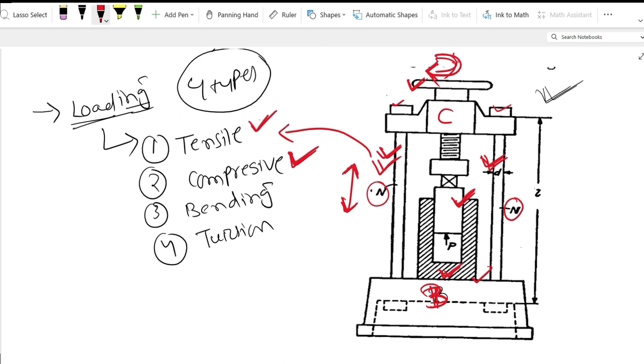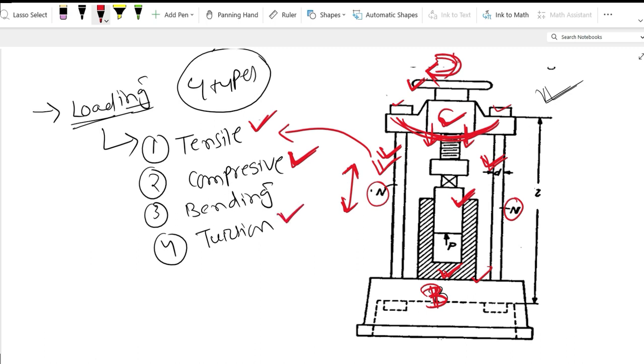At the same time, this crosshead is undergoing bending loading. Bending means we observe that this crosshead is changing its shape, and it is deflecting from its actual position downwards in such a manner. This is called bending loading. Because of bending loading, its shape gets changed.